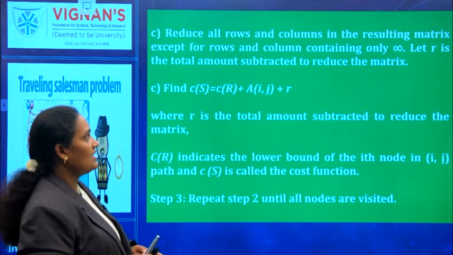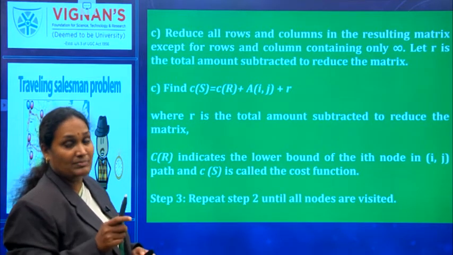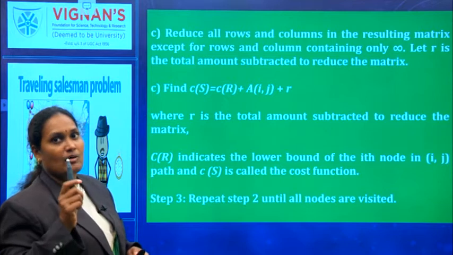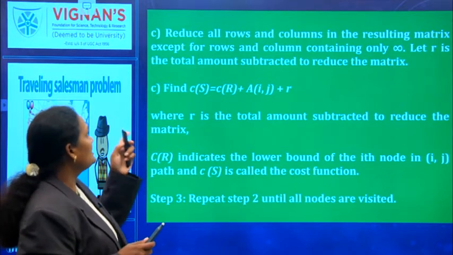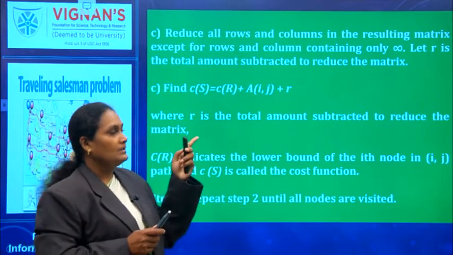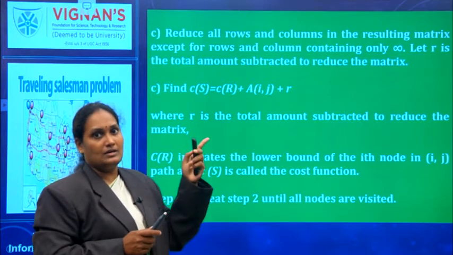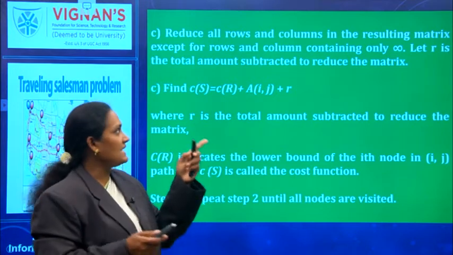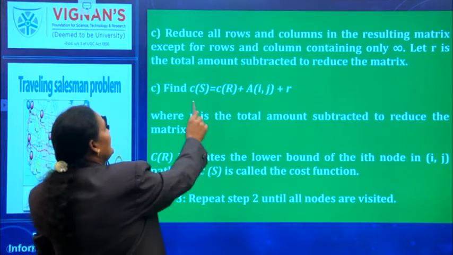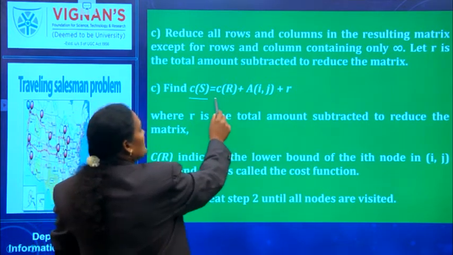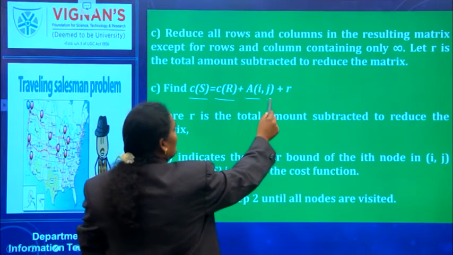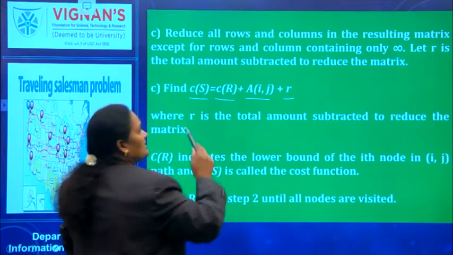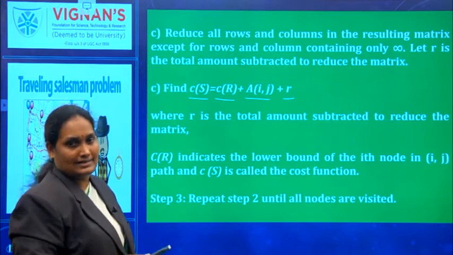We need to reduce all rows and columns in the resulting matrix except the rows and columns which are having all infinites. Let R be the total subtracted amount to reduce the matrix, that is row reduction plus column reduction. That value is taken as R. Then find the cost of S. How to find the cost of S? Cost of R plus Aij plus reduced value R.